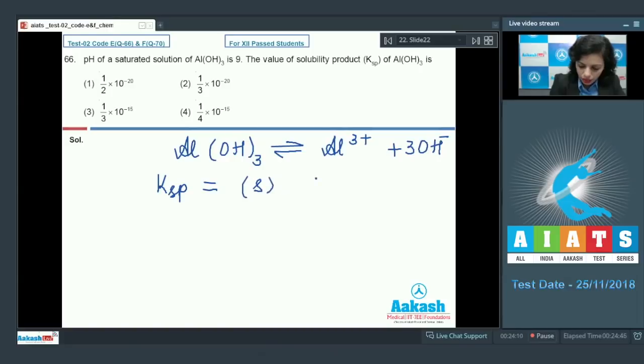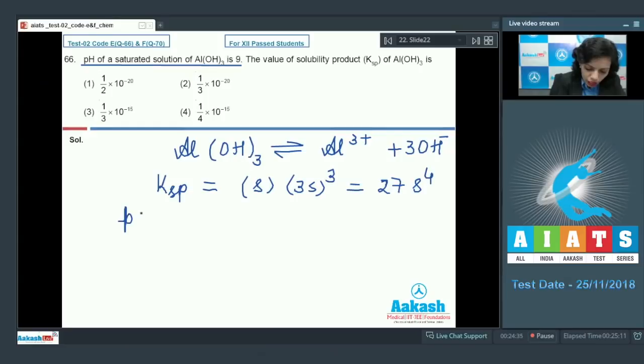S into (3S)^3, and that is equal to 27 S^4. This would be the value for Ksp. So what we need here is this S value, that we can find out with the help of the pH of the saturated solution of aluminium hydroxide. That's given here, it's 9.